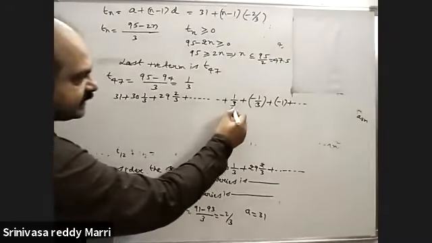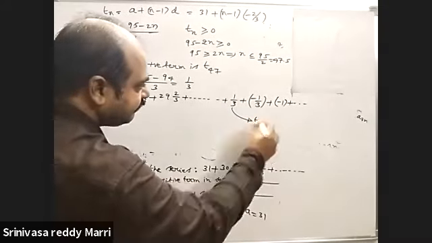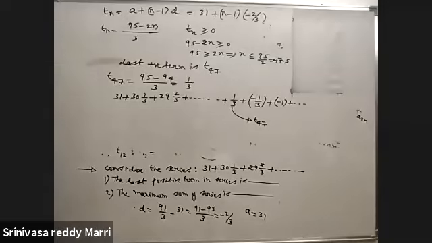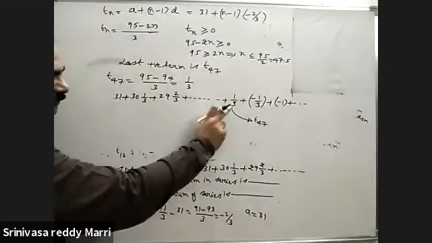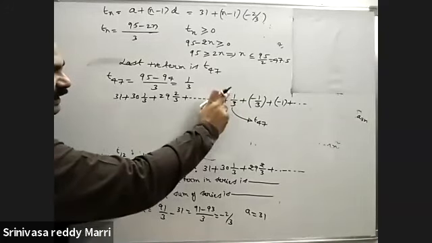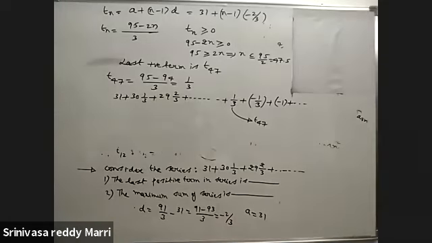That means the last positive term will be like this. This is term 47, because it is decreasing by 2 by 3. After some terms, the 47th term is 1 by 3, and after that come the negative terms, minus 1 by 3. So the last positive term is 1 by 3.